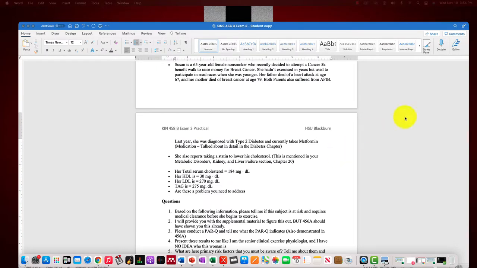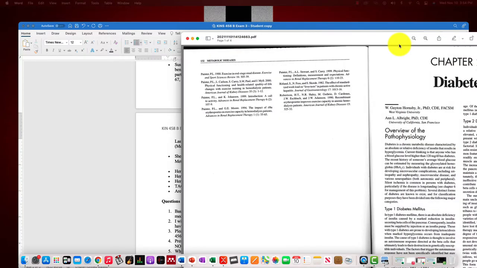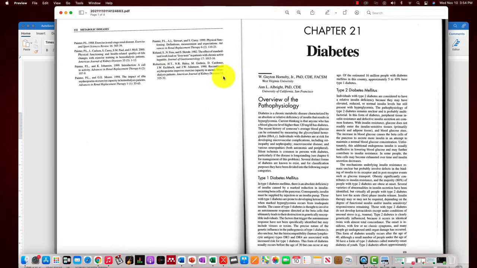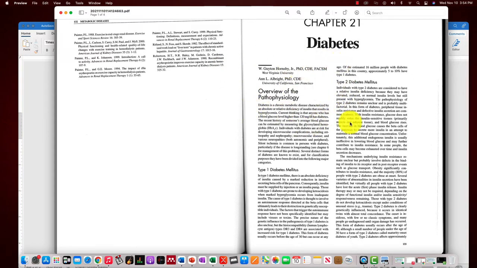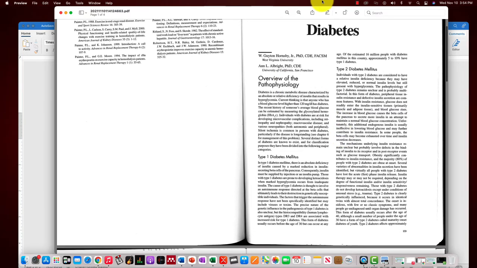Now, this is a good place for me to also show you that I have taken out of my textbook, chapter 21, talking about diabetes. And this I'm going to upload as well. This is going to be a great guide for you. It's very, very short. Now, look, we're not even talking about type 1 diabetes, right? So you don't even have to worry about that.